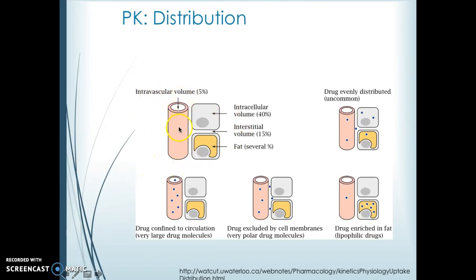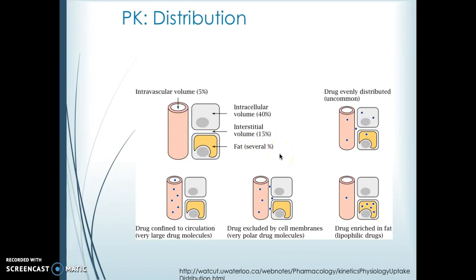So we have our intravascular, so this is inside your blood vessels. We have our interstitial, which is kind of just the space between everything. Intracellular, and fat. Okay, and this is the general kind of breakdown of percentages of our body that these things have. And it can vary from person to person.